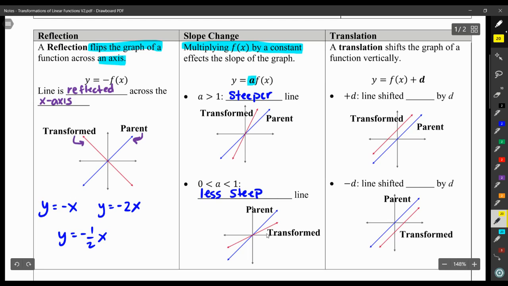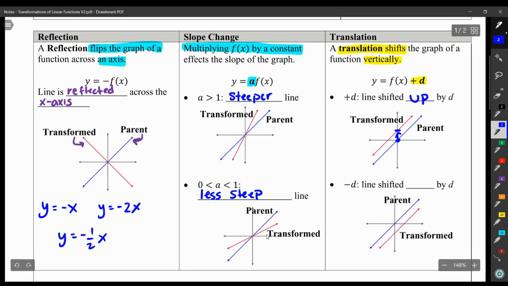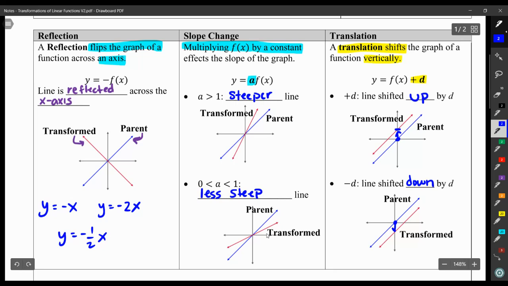And then the last thing that can happen is a translation. A translation shifts the graph of a function vertically, up or down. We represent that by adding or subtracting a number on the outside of our function. If we add a number, this line is shifted up by whatever number we're adding. It used to be at (0, 0), and this got shifted upwards to this new y-intercept. If you subtract a number on the outside, the line is shifted down by that number. So if I start at my parent, the new line got shifted down. And we look at the y-intercept, not the x-intercept, because if we look at a linear function, it is the slope and the y-intercept that are important.